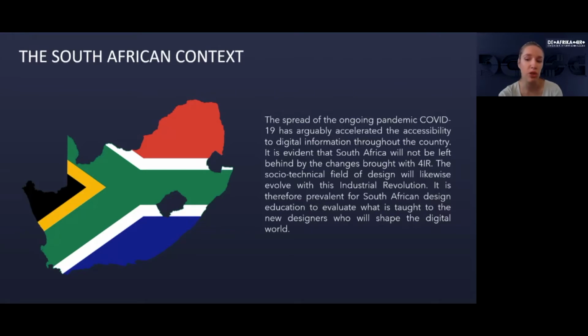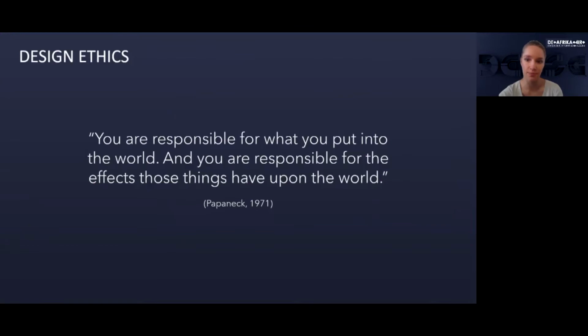Then, of course, we saw a huge uprising in the use of platforms such as Zoom, also within businesses. And not only that, but there was an overall uprising in recreational use of digital platforms within the country. So it is evident that South Africa will not be left behind by the changes that come with the fourth industrial revolution, which makes reevaluating South African education prevalent. And it is important here to remember that design education is what is going to shape the minds of the people who will essentially create this new digital world that we live in.